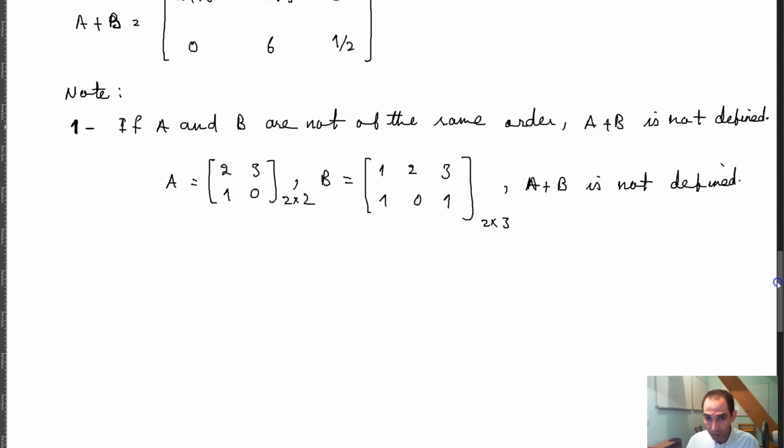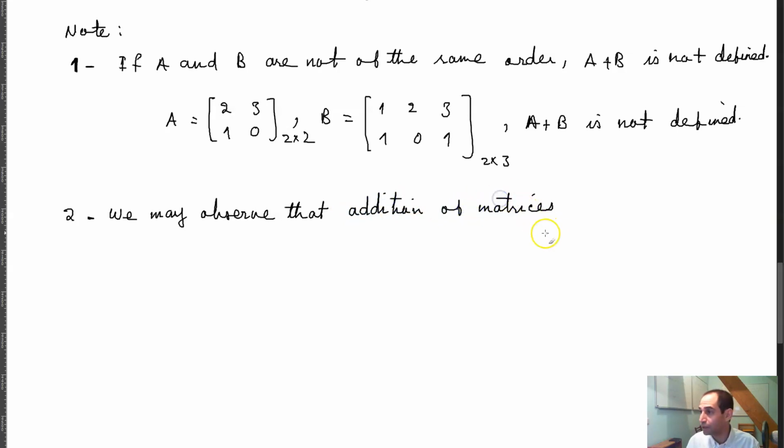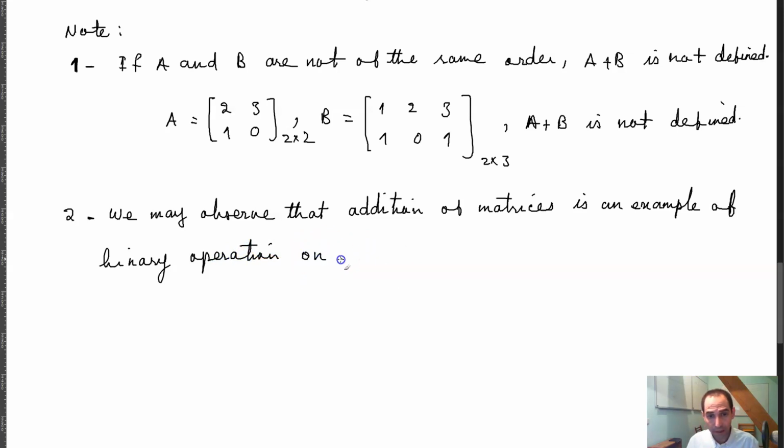And then there is another note here. Note number 2 is that we may observe that addition of matrices is an example of binary operation on the set of matrices of the same order.